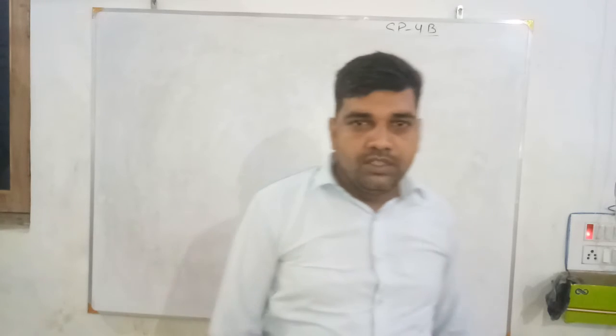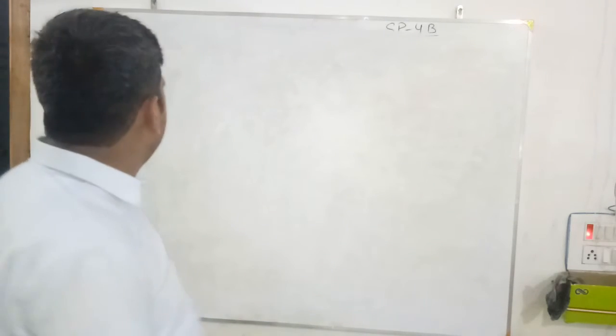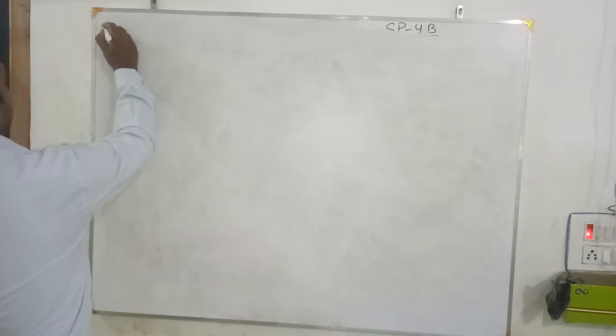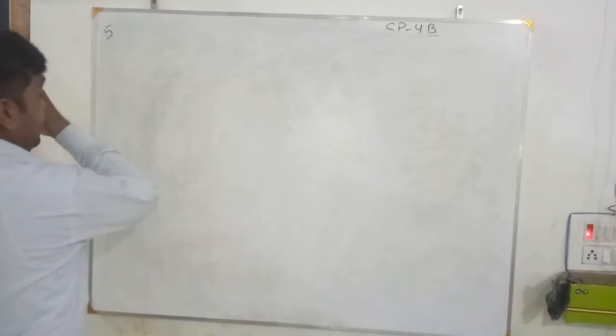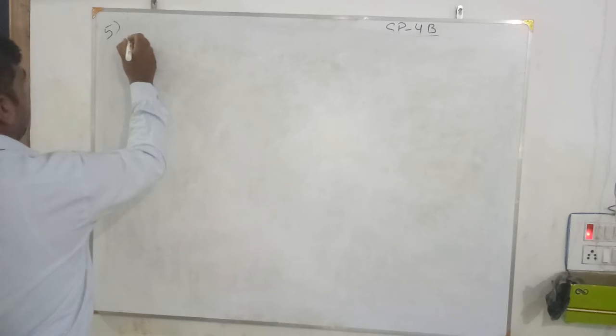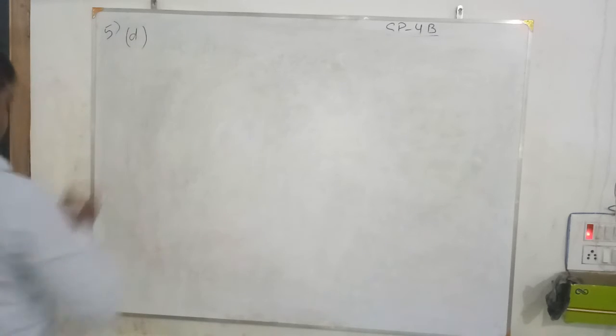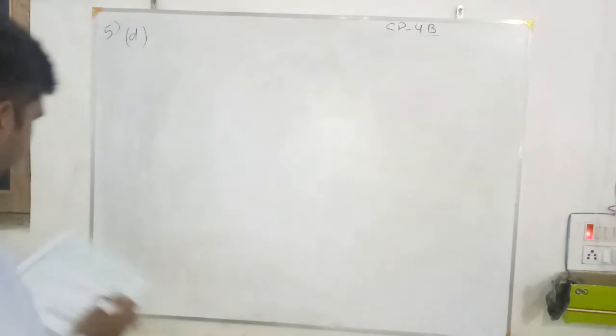Hello students. So today we will continue self practice 4B from question number 5D. In the last class we have solved till question number 5C. Today we will solve question number 5D. Simplify 5D. So see, the 5D question is what?